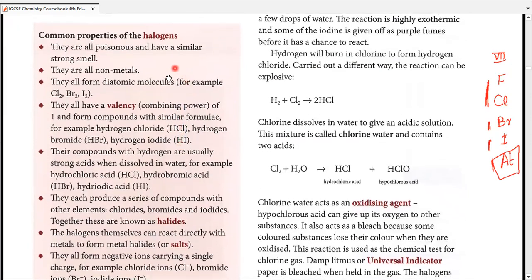All right. So some common properties of halogens. They're all poisonous and they have a similar strong smell. Since they're all poisonous, every time you are going to perform an experiment related to these, you will be asked to keep yourself safe and go for any safety measures if possible. Now, these two are actually gases. This is the only liquid nonmetal on the periodic table, as I've said earlier, and these two are solids at room temperature.